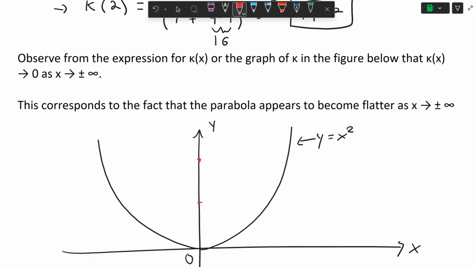Whoops, I'll make it like this. Yeah, it goes something like that, but it's actually a bit more smooth. I'll just draw it like this. All right, and then this one just goes like that. And this is at 2, and this is our kappa of x, like that.